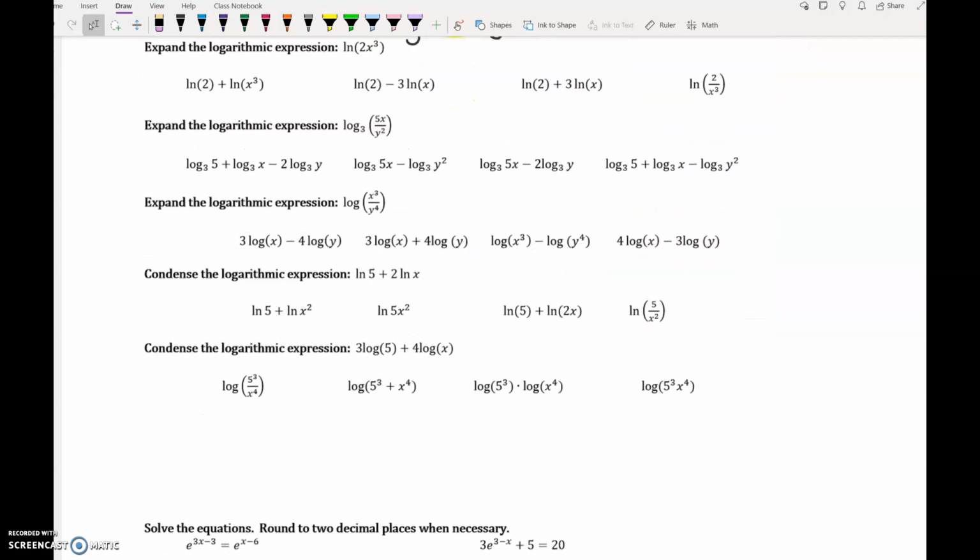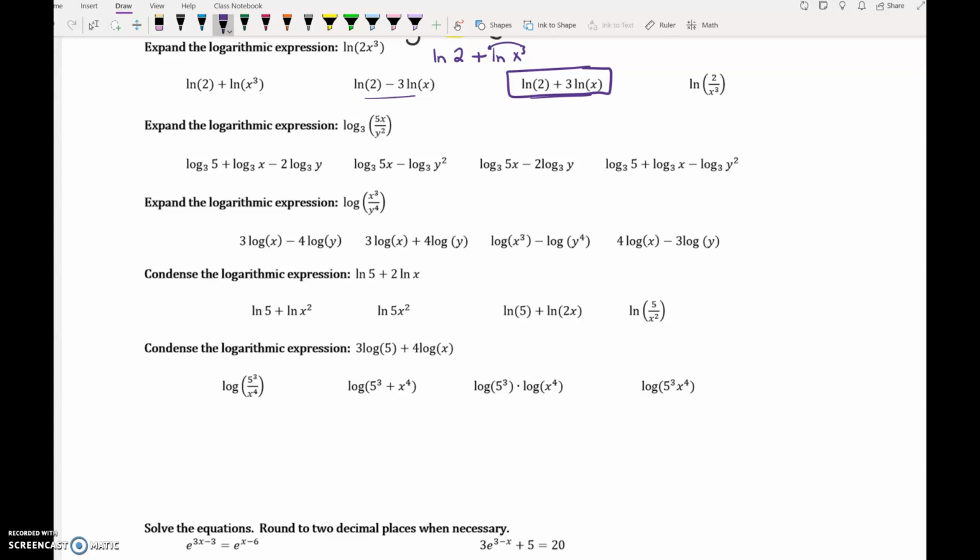Expand the logarithmic expression. There are 2 things in here. We've got ln of 2 and we've got ln of x cubed. There's no divisions. This is going to be plus in between. And then the exponent has to go in front. So you're looking for ln of 2 plus 3 times the ln of x. So notice these two are very similar, but because there's no division, you definitely want the plus, not the minus.